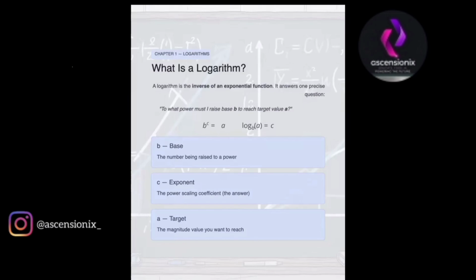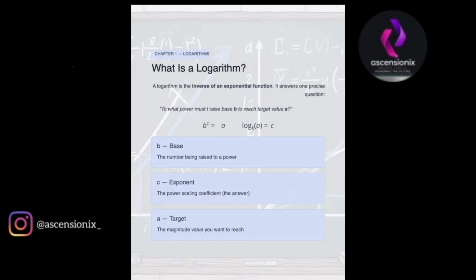Let's start with the math. What is a logarithm? If you look at a textbook, the definition can feel abstract and intimidating. I want you to remember one simple phrase. A logarithm is simply the inverse of an exponential function. Let's break down what this actually means. If we have an exponent like b to the power c is equal to a, here b is the base, c is the exponent or power, and a is the result.